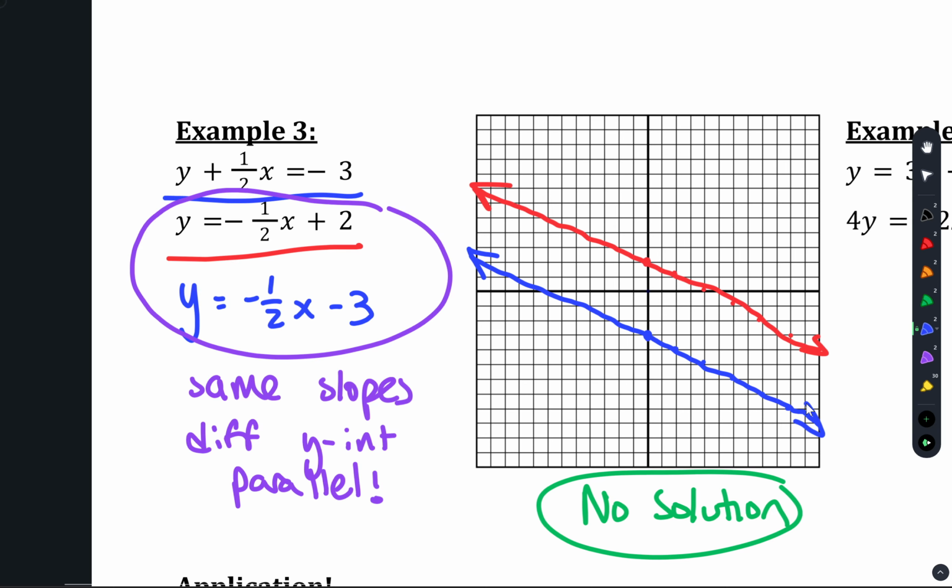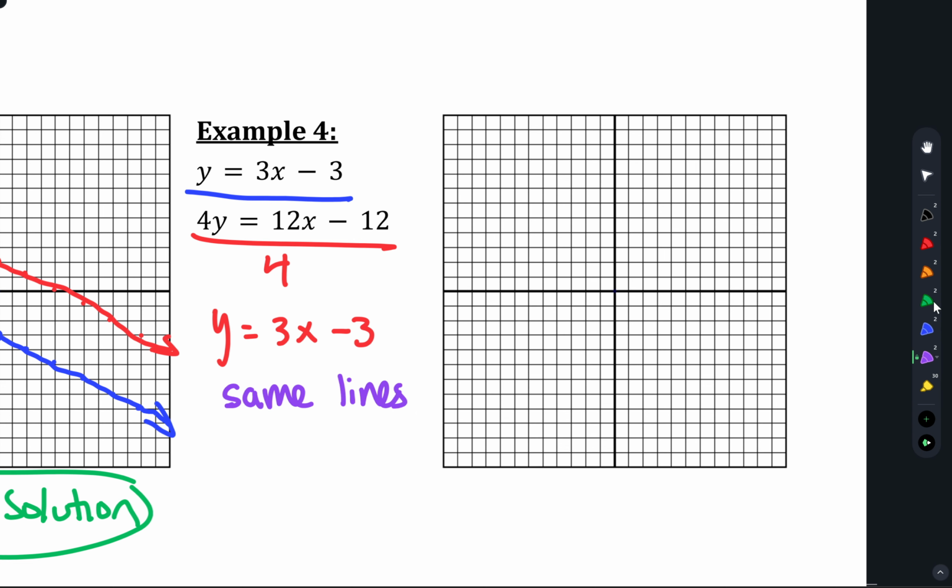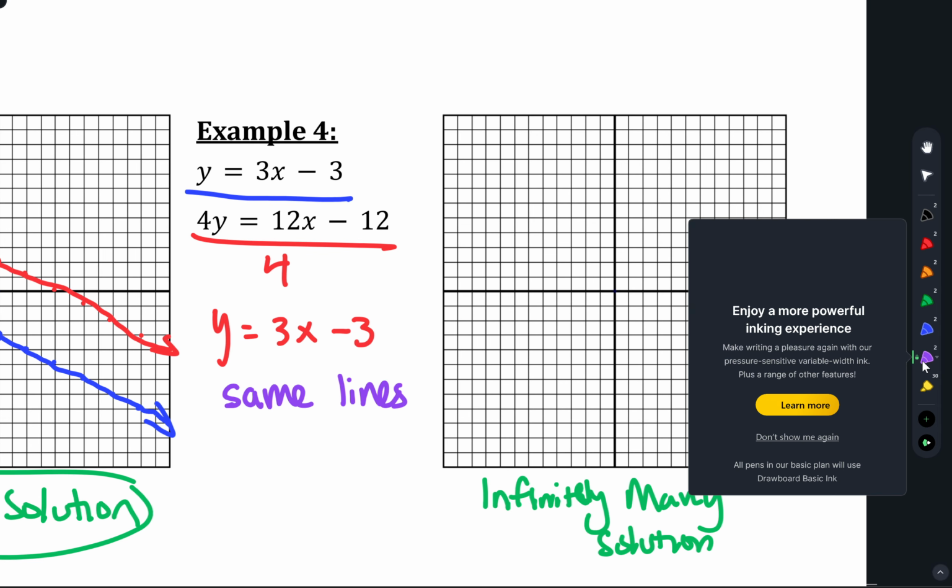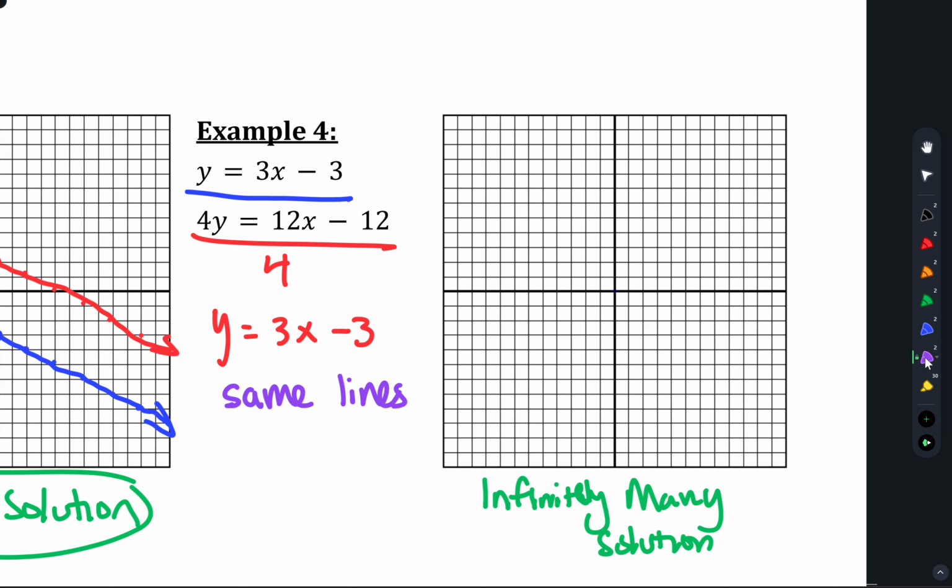Okay, let's take a look at 4. My first equation is already in the correct form. What do I have to do to that second equation? Divide everything by 4. Y equals 3x minus 3. What do I notice about my two equations? Same lines. So what should my answer be, Branson? Infinitely many solutions.